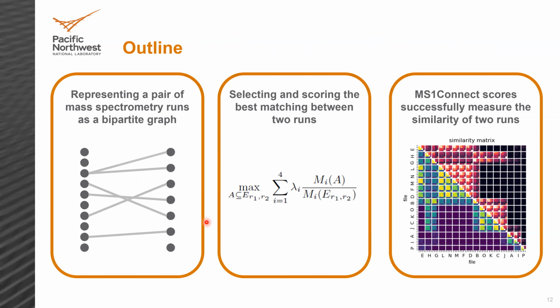As part of that, I'm going to talk about how we represent a pair of mass spectrometry runs as a bipartite graph. Then we're going to talk about how we represent mass spectrometry run similarity as a maximum bipartite graph matching problem, how we select the matching, how we score the matching, and then I'm going to show some results showing that we successfully measured the scores of the similarity between two runs.